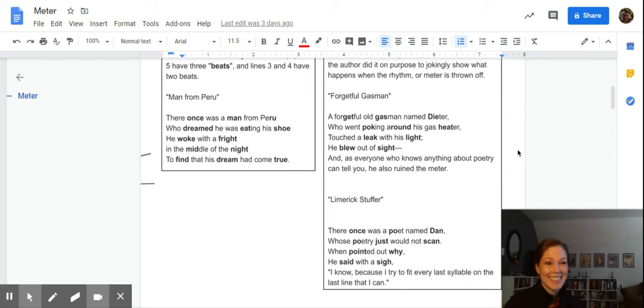So that really didn't work either. So it's important that we have the right meter, that we have the right rhythm to our poems. Otherwise, the rhyming isn't accented and you're not able to really appreciate it as much as you would if you have that rhythm for your reader.